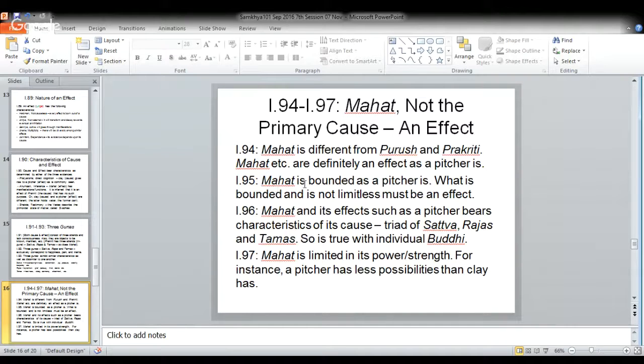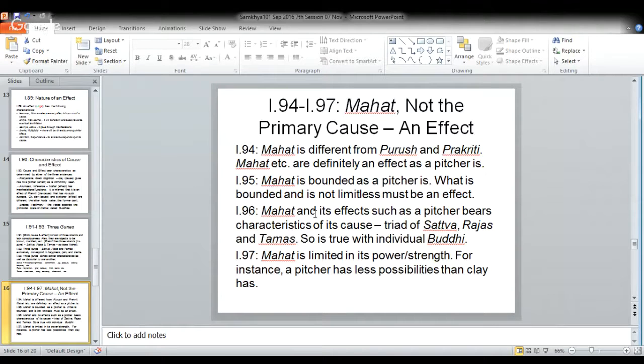1.95, because Mahat is bounded as a pitcher is. Pitcher is bounded, so Mahat is also bounded. And if something is bounded, it is not limitless and must be an effect. So this cannot be a primary cause like Purush and Prakriti.